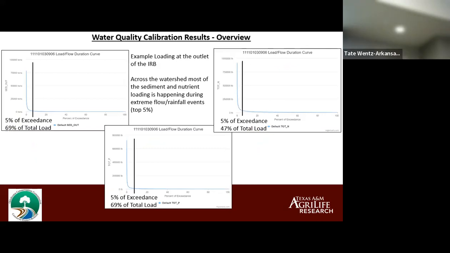So going back to the importance of having high flow data, almost 70% of the load of sediment and phosphorus is occurring at the highest 5% of flow. And then almost 50% of the nitrogen is occurring at the highest 5% of flow.